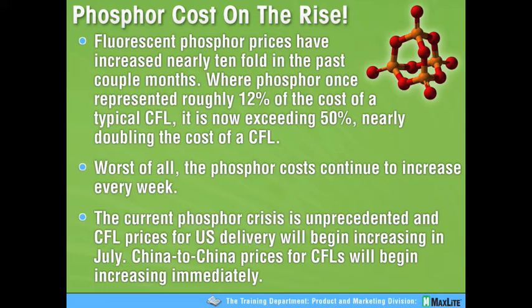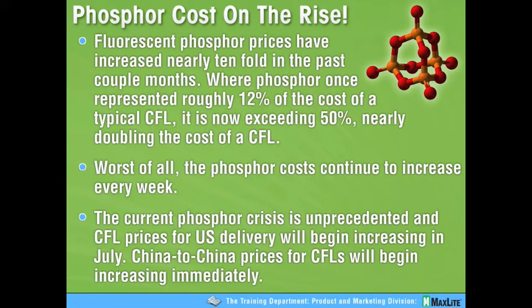1 month ago, 1 kilo of europium oxide sold for between $1,190 and $1,270. As of this past Monday, that same 1 kilo is selling for between $4,000 and $4,300. So it's a huge increase, and it's going to impact us all, some quicker than others.